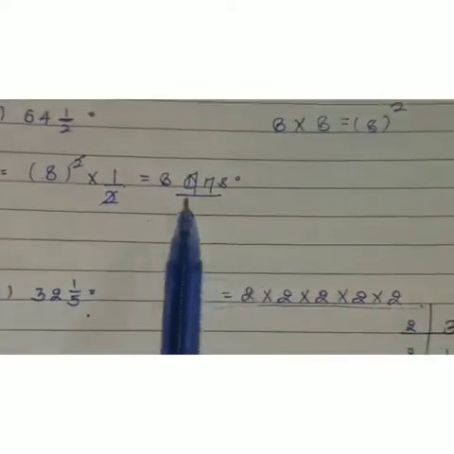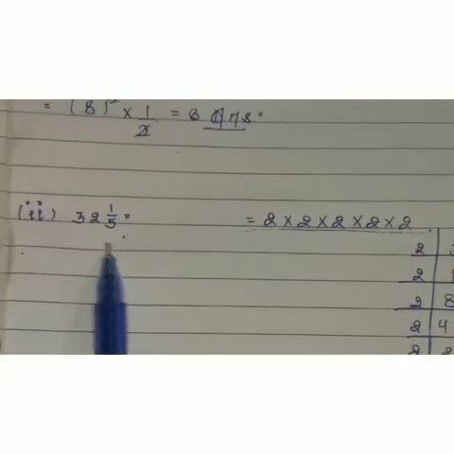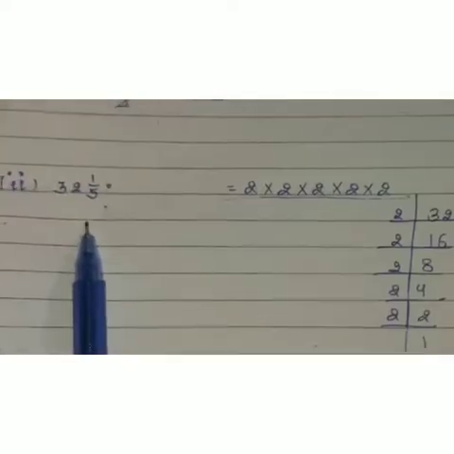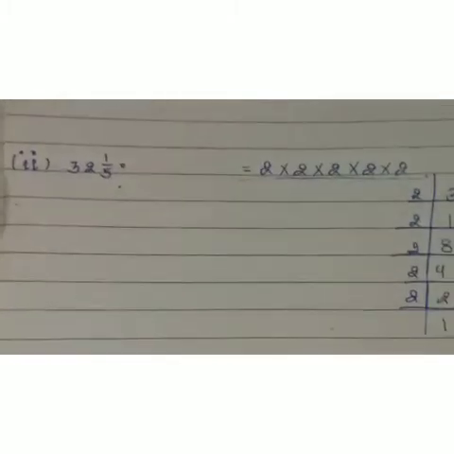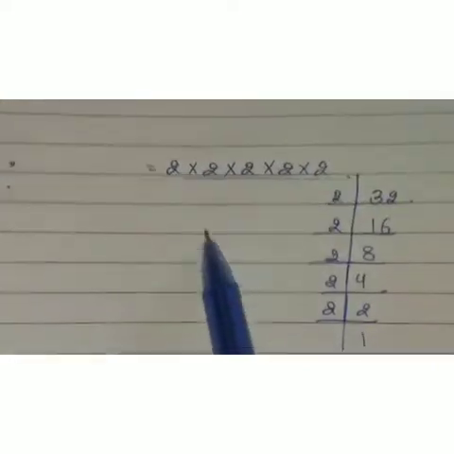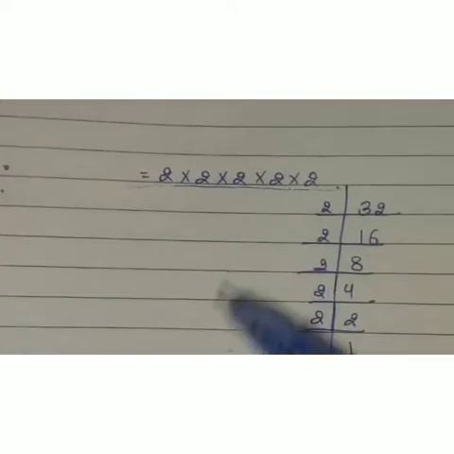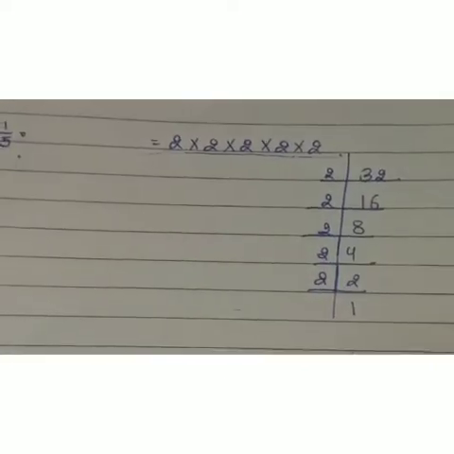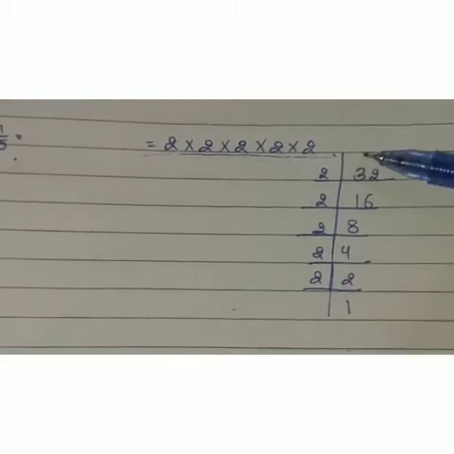Moving to second part. 32 to the power 1 upon 5. As we know that 32 is not the square of any number, so what we will do is, we will try to find its factors. These are the factors of 32. How have we found them? In this way. We have done the prime factorization of 32.